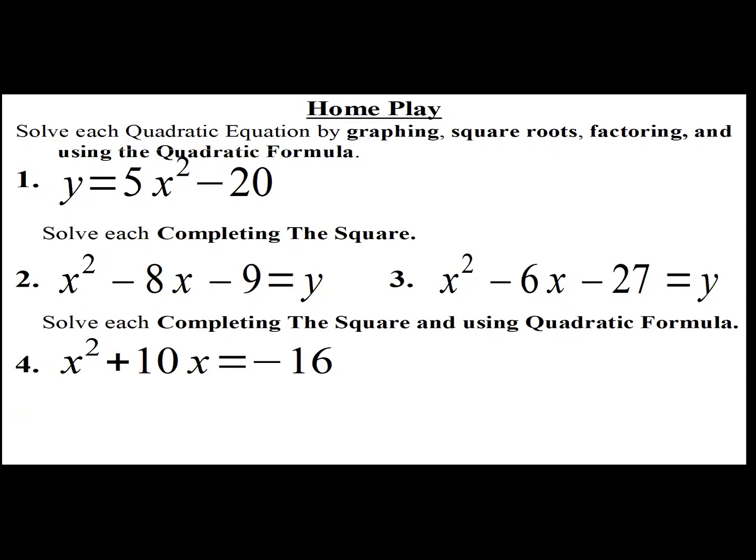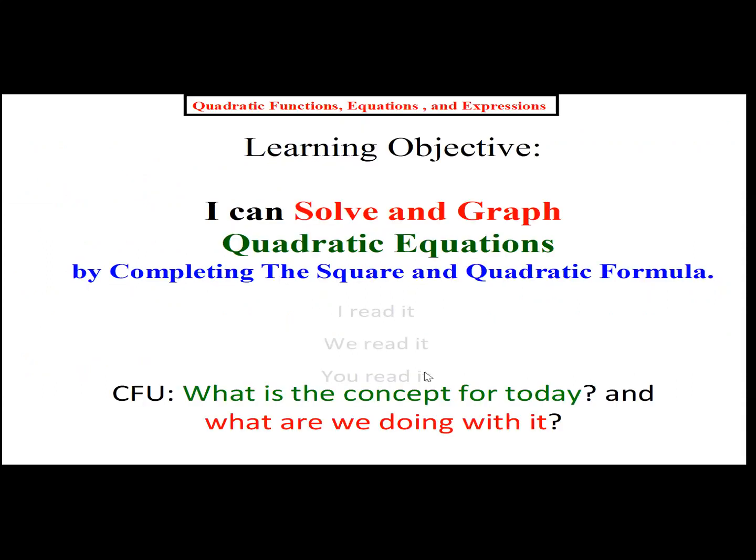All right, so you'll finish copying that on your own from the asynchronous code that you got. Let's get started. Here we go. Our objective for today: I can solve and graph quadratic equations by completing the square and quadratic formula. Once again, I can solve and graph quadratic equations by completing the square and quadratic formula.